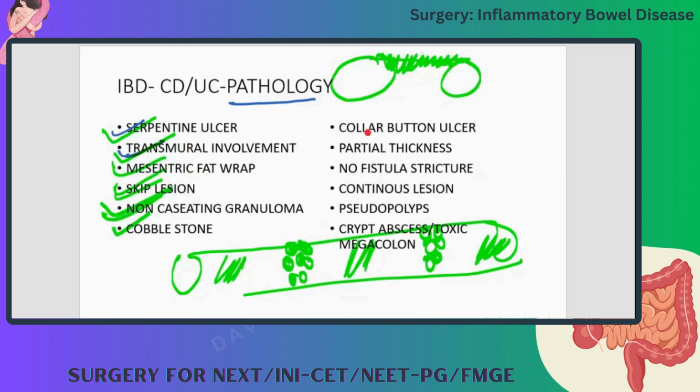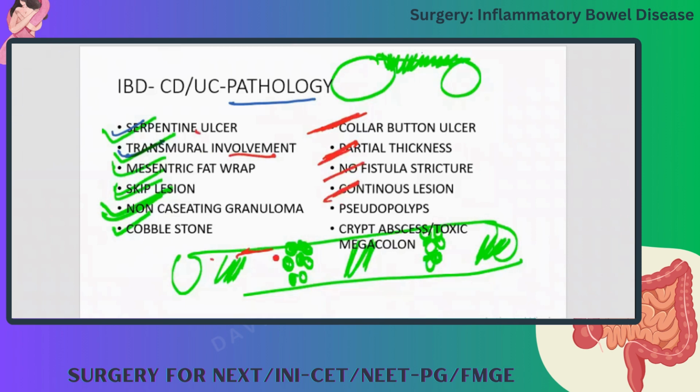Whereas in ulcerative colitis, if you see here, there is collar button ulcer. Here it is a serpentine ulcer, here it is a collar button ulcer. Here it is transmural involvement, but here there is only partial thickness involvement. There is no fistula or stricture. It is a continuous lesion.